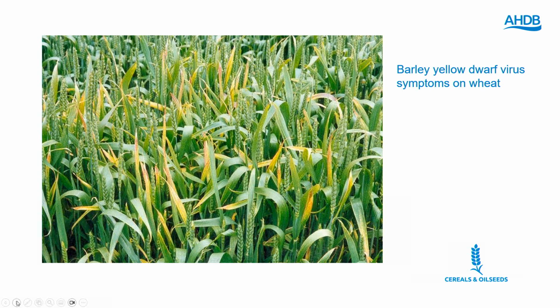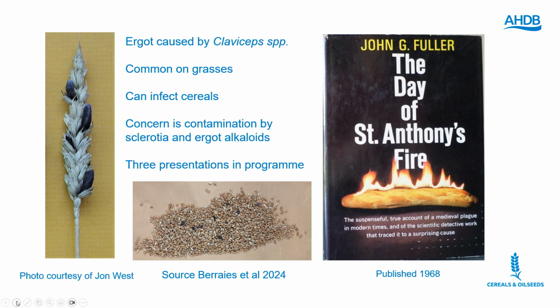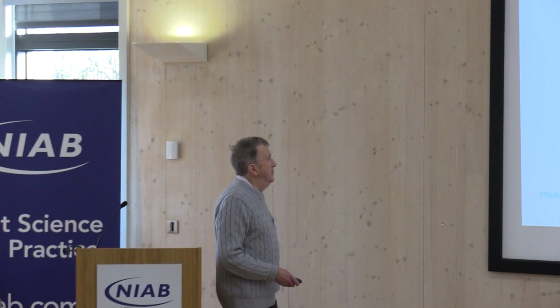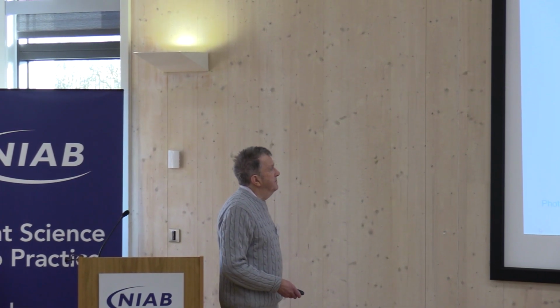And actually, this is a disease that I don't think we've discussed previously at these meetings, but we have 3 presentations on ergot, which is primarily caused by Claviceps purpurea, although there are other species in other parts of the world. It's quite common on grasses and wild grasses, and of course can infect cereals, and the concern in this case is not direct effects on yield, it's to do with the contamination of the food chain by ergot alkaloids.